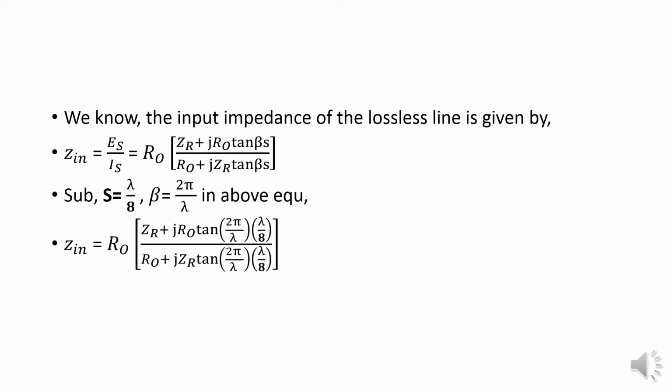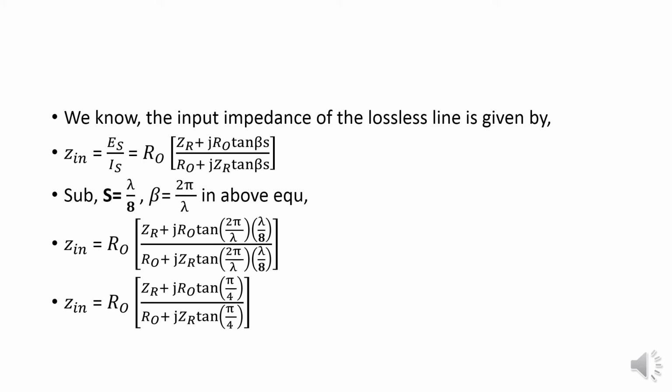After substitution we get Z in equal to R naught into ZR plus J R naught tan of 2 pi divided by lambda into lambda by 8, divided by R naught plus J ZR tan of 2 pi divided by lambda into lambda by 8. After that the lambda will be cancelled, then 2 divided by 8 gives 1 by 4. So we get Z in equal to R naught into ZR plus J R naught tan pi by 4 divided by R naught plus J ZR tan pi by 4. Then for tan pi by 4 we substitute 1.